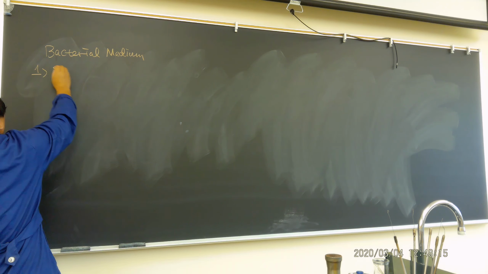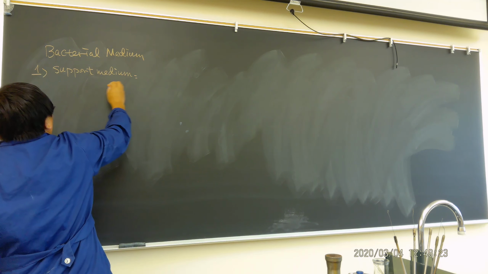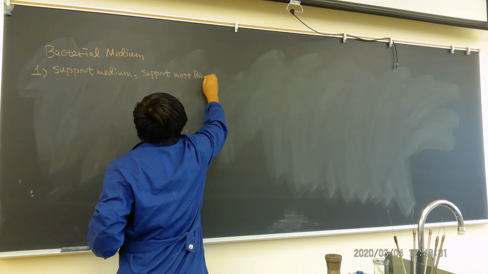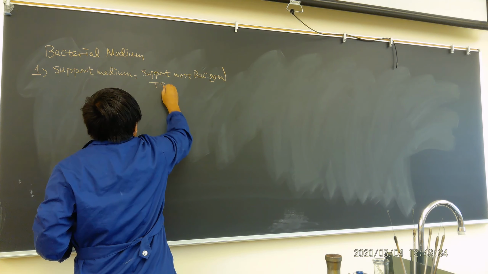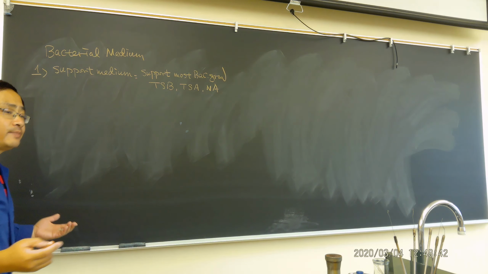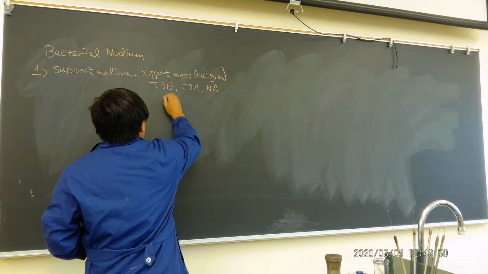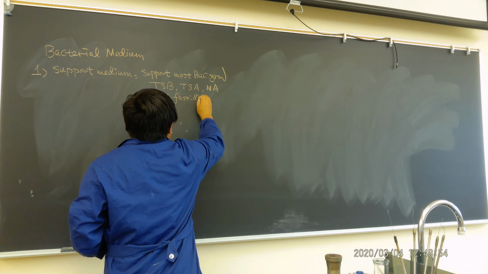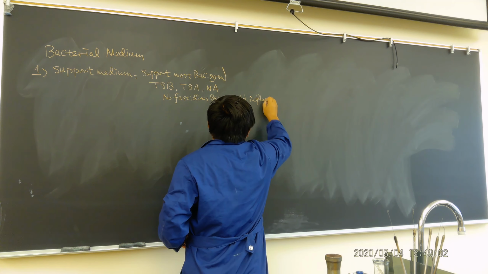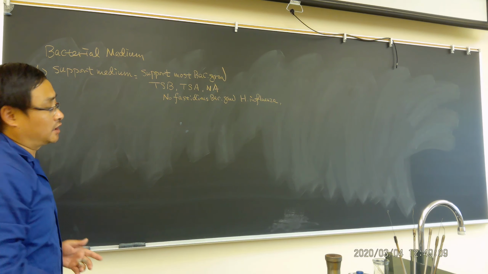Okay, so here, number one is supported media. Supported media means it supports most bacteria to grow. For example, tryptic soy broth, TSB, tryptic soy agar, and nutrient broth and nutrient agar. On those, most of the bacteria will grow. Only fastidious bacteria will not grow, let's say Haemophilus influenzae and, for example, Neisseria gonorrhoeae. But most of the bacteria, E. coli, Salmonella, will grow.